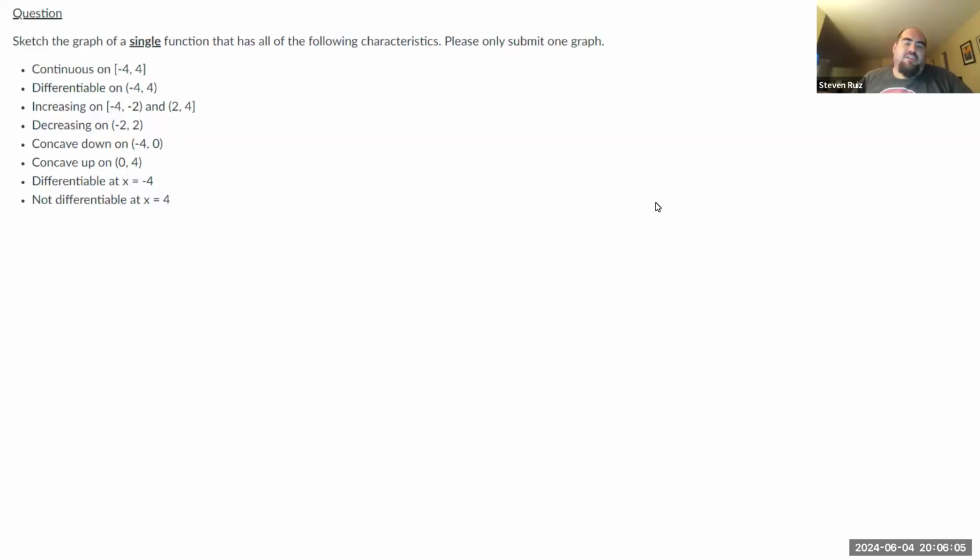All right, let's look at the discussion question for module 4. Like a lot of things we've done before, I'm giving you some characteristics, asking you to draw a graph that encompasses all these characteristics. Just like I've said before, I'm going to show you one way to meet all these. Yours is almost certain to look different, and that doesn't mean you're wrong.